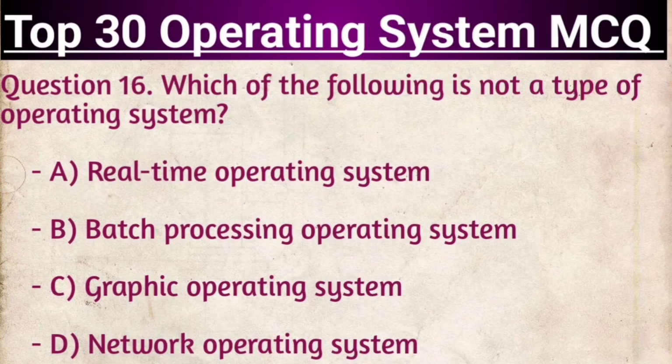The following is not a type of operating system? A. Real-time operating system. B. Batch processing operating system. C. Graphic operating system. D. Network operating system. So the answer is C. Graphic operating system. So we are moved towards our next question.